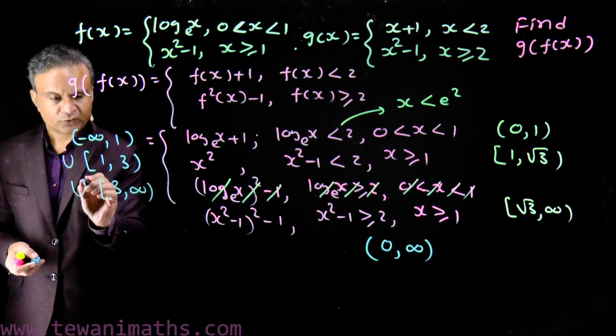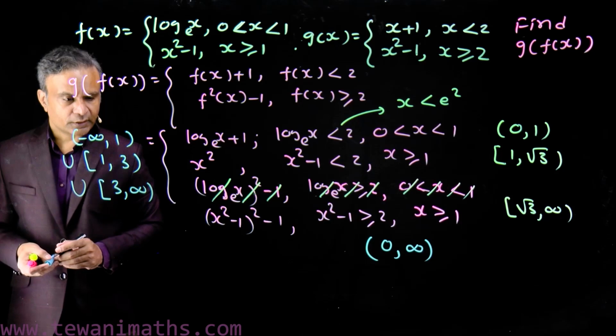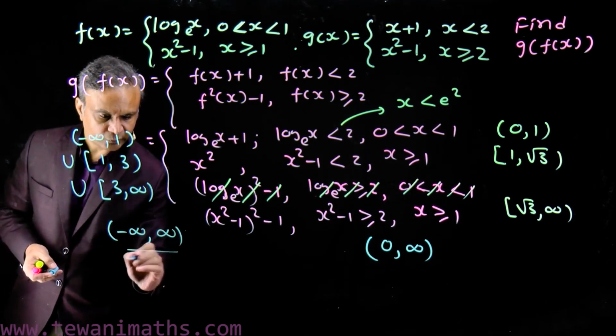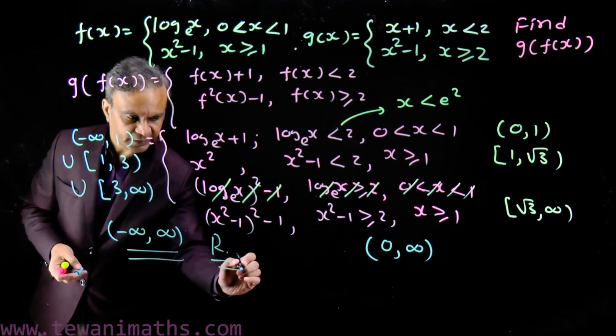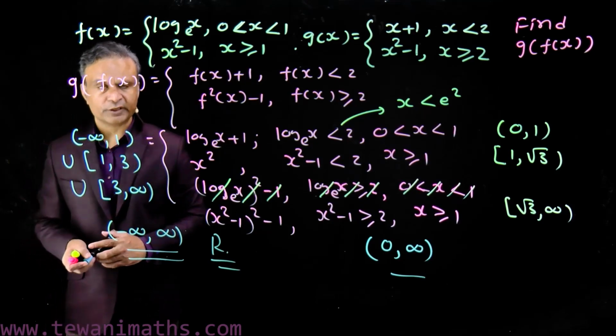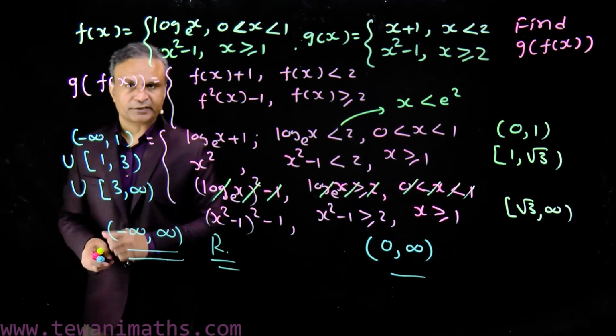Then we take here union of the sets. Okay, and we find range as minus infinity to infinity. Range of function is set R. This is domain of function and this is range of function. Okay, now let's use the graphical method.